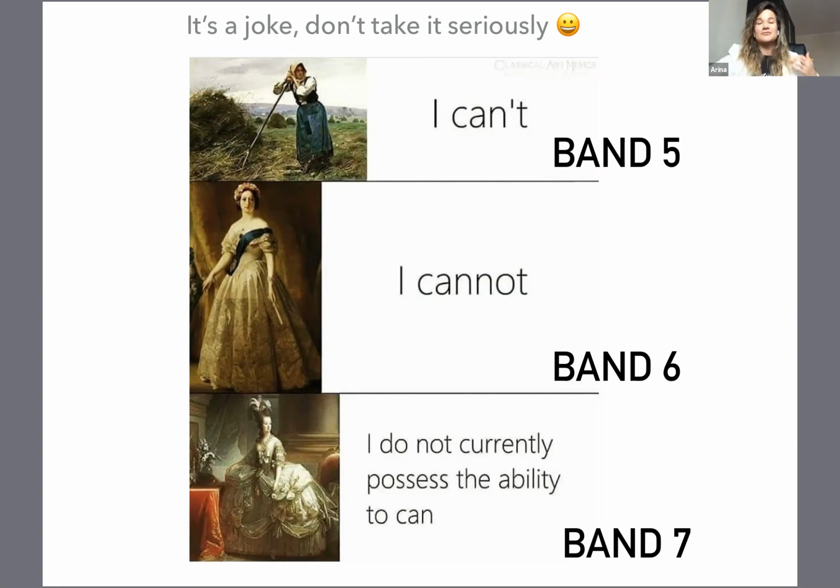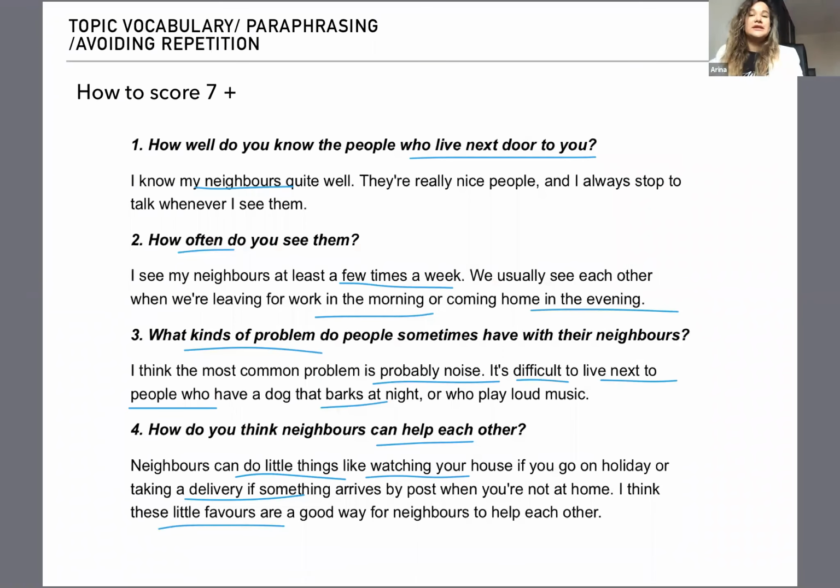And let's also have an example with the neighbors. These examples are 7 plus, 7 or 8, somewhere here. First of all, let's analyze the answer. How well do you know the people who live next door to you? Here is a great paraphrasing case. People who live next door to you, they are your neighbors.